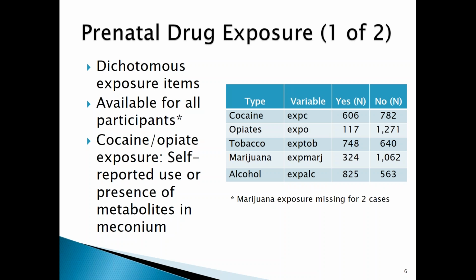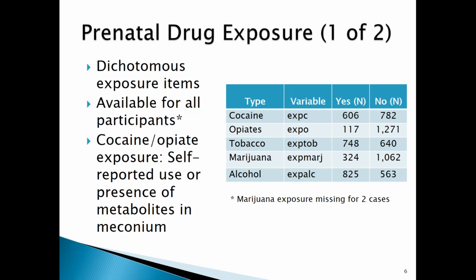And these variables are included in a data set I believe called exposure. I've listed the variable names for you there. They each start with EXP. So for example, EXPC is cocaine exposure. The nice thing about these dichotomous variables is that they're available for basically all the participants, with the exception, as I noted, that marijuana is missing for 2 participants. So you don't have to worry about missing data in your analyses.